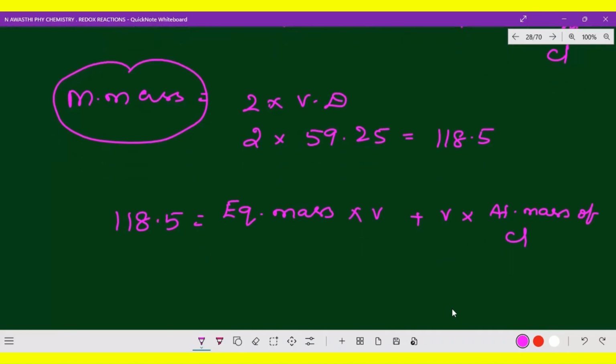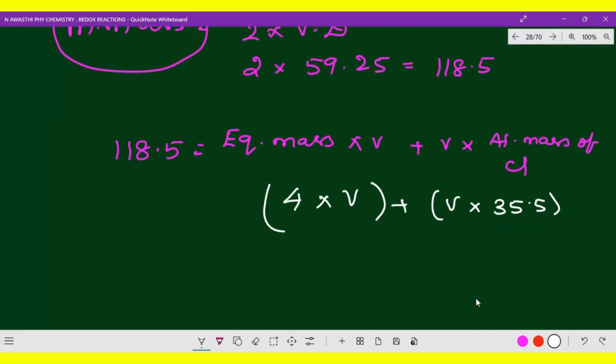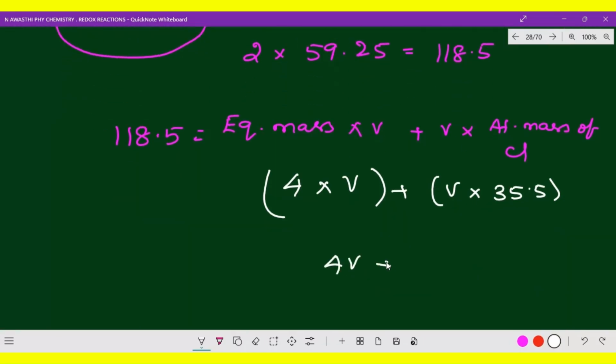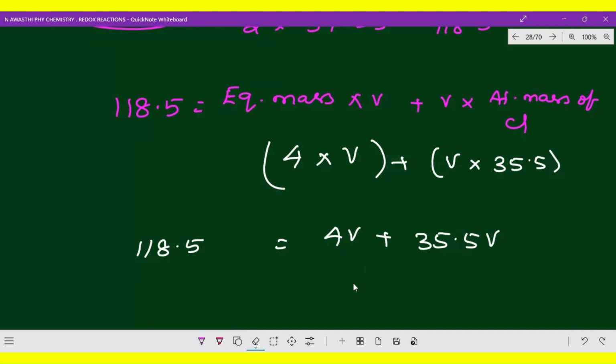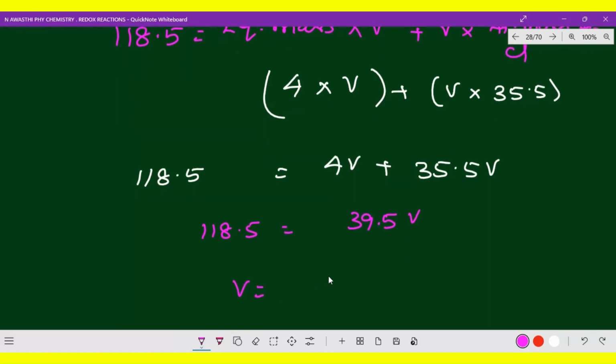So here I just bring it here. Equivalent mass is 4, into V plus V into atomic mass, which is 35.5. So when we calculate, 4V plus 35.5V equal to 118.5. So 4 plus 35.5 equal to 39.5. So 118.5 equal to 39.5 V. Therefore, V equal to 118.5 divided by 39.5. So altogether it is 3. This is actually valency only that we are calculating.